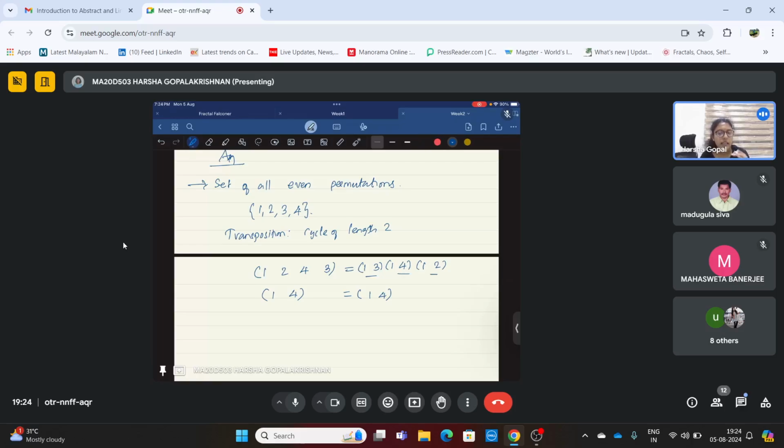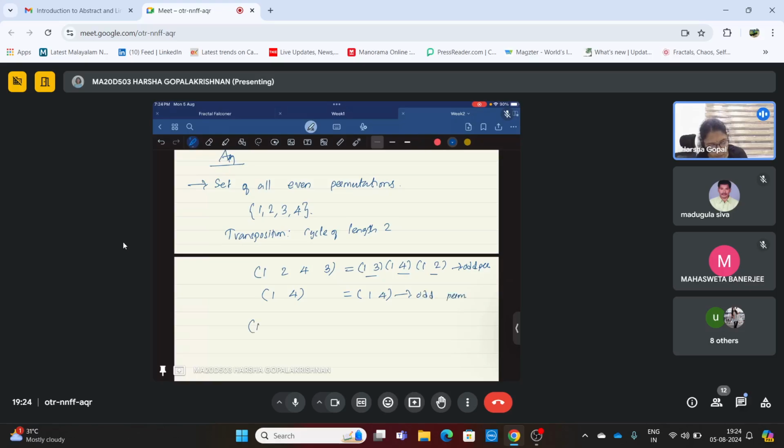Okay, since there are 3 transpositions, and 3 is an odd number, it is not an even permutation; it is an odd permutation. That's all. We will write a permutation as a product of transpositions and check the number of transpositions. If the number of transpositions is even, then it is an even permutation, and if the number is odd, it is an odd permutation.